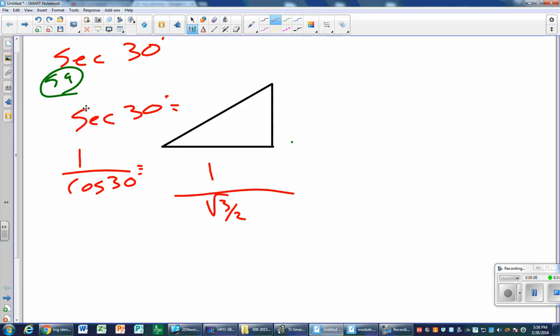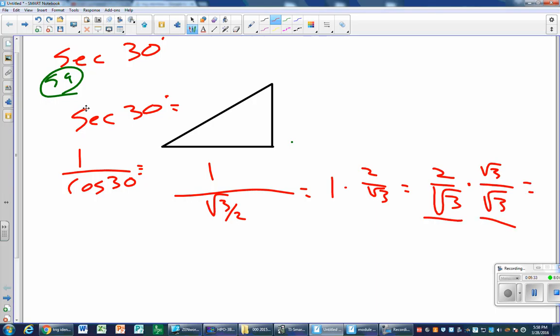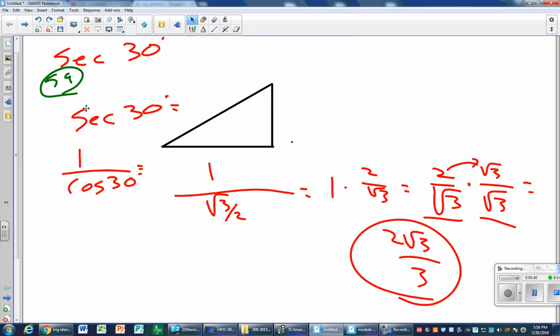Square root of 3 over 2. That's the x value. Now, all you do is multiply by the reciprocal of the denominator. Okay, well, that looks pretty easy. It's 2 over the square root of 3. But the back of the book gave me a different answer. That's because you have to rationalize the denominator. Square root of 3 times square root of 3 is just 3, and 2 times the square root of 3 is 2 square root of 3.